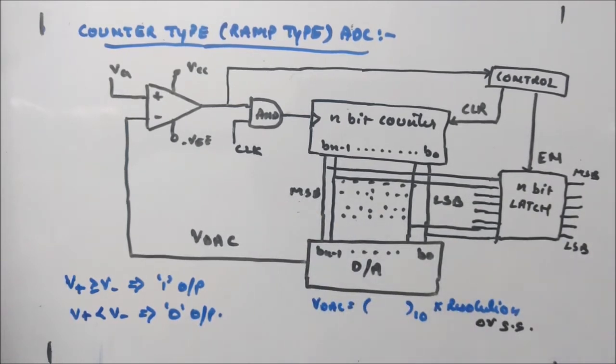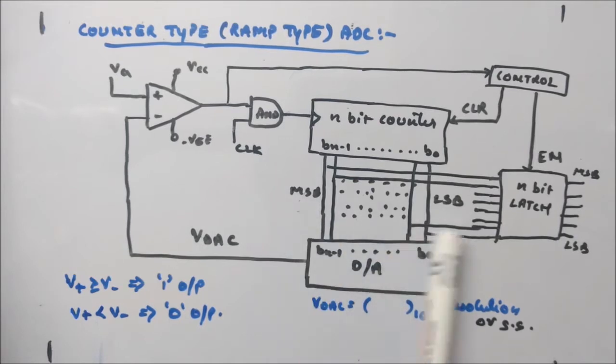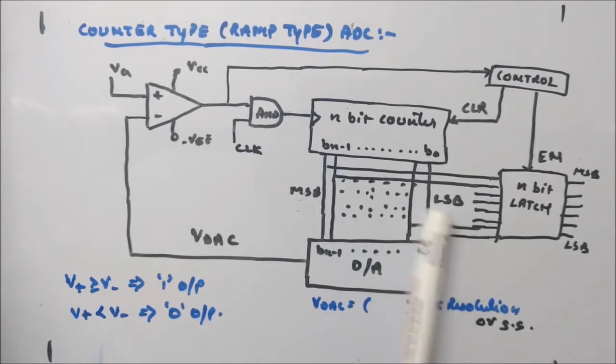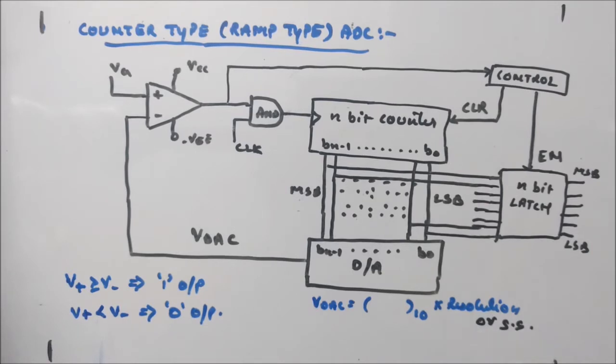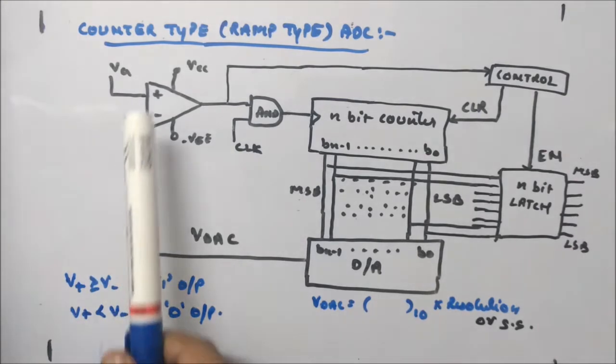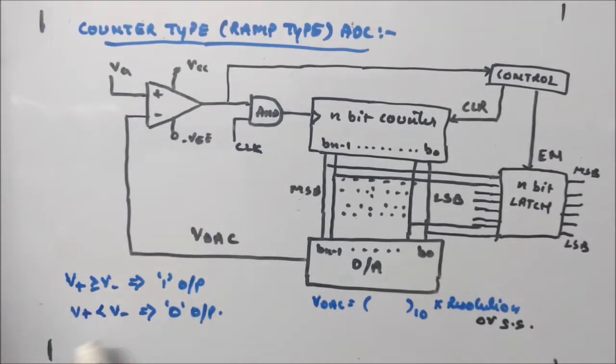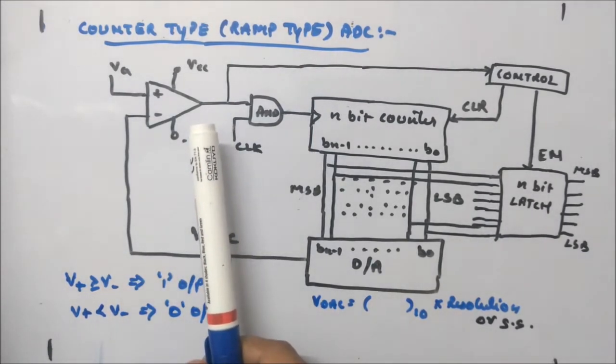The output of the DAC is the decimal equivalent of the input binary bits, multiplied by the resolution, or you can say step size. Now the comparator will work in this way. If V plus is greater than or equal to V minus, the output will be logic 1. If V plus is less than V minus, the output will be logic 0.